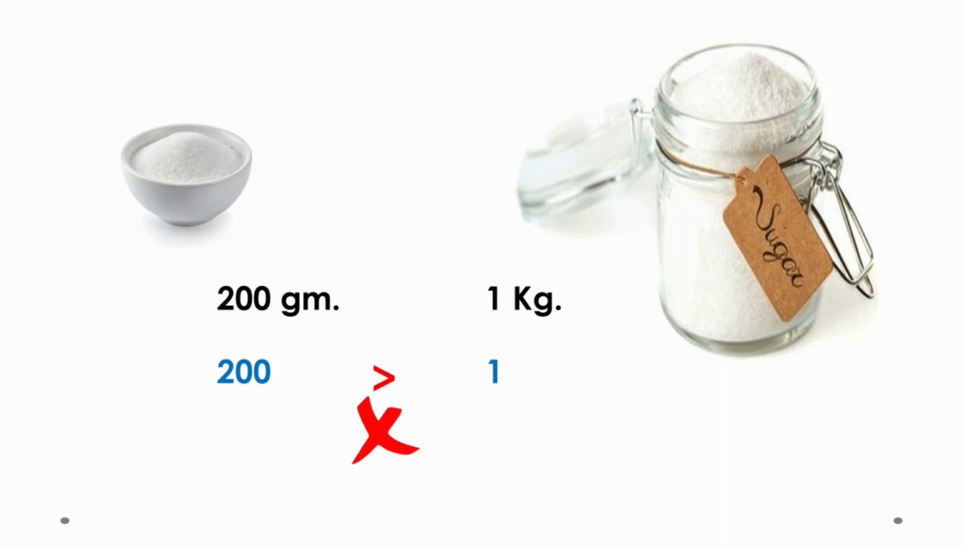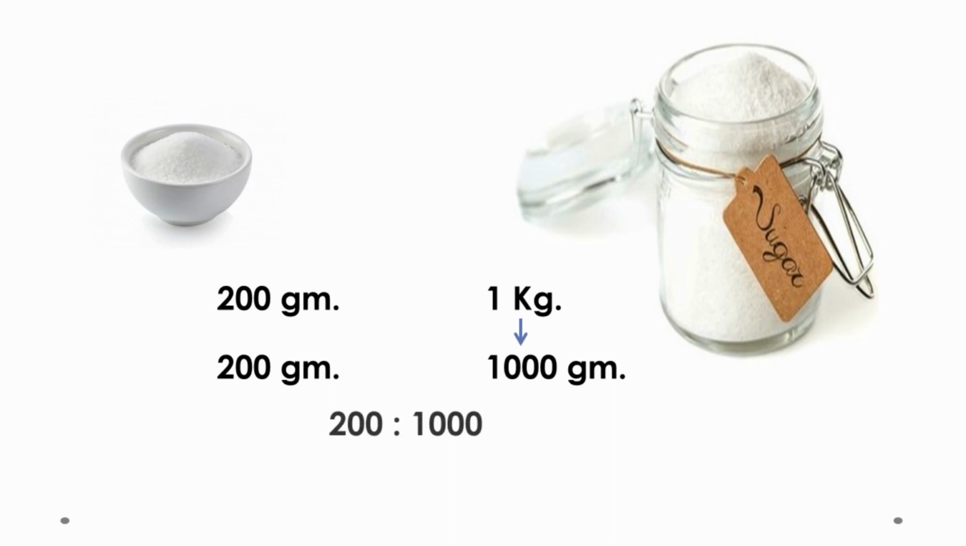To make them comparable, we will have to express both of them in the same unit. If we express 1 kilogram as 1000 grams, both the quantities will have the same unit and hence will be comparable. Now we can find the ratio. 200 to 1000 is the same as 1 to 5 or 1:5. So sugar in the jar is 5 times more than sugar in the bowl.